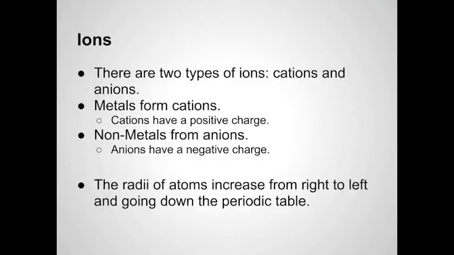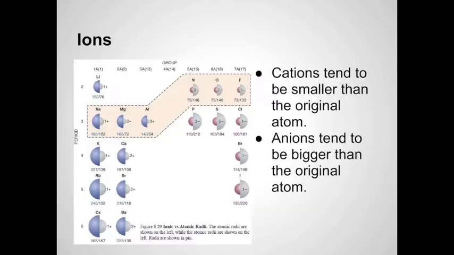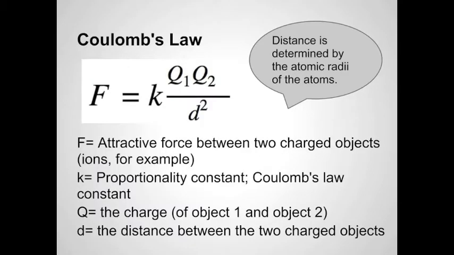There are two types of ions, cations and anions. Metals form cations. Cations have a positive charge, while nonmetals form anions, which have a negative charge. The radii of an atom increases from right to left and going down the periodic table. Cations tend to be smaller than the original atoms. Anions tend to be bigger than the original atoms. Look at the table for some examples.